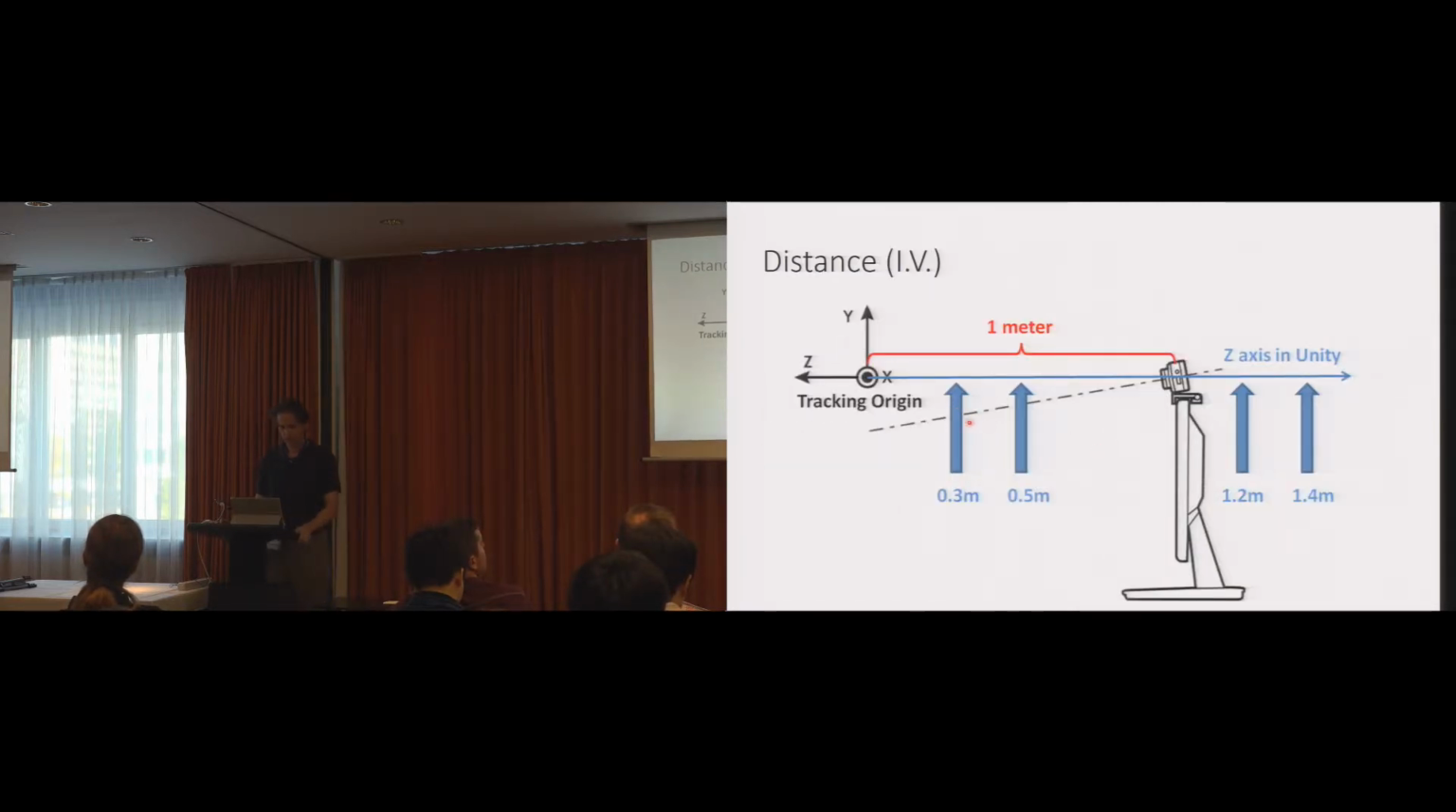This is a side view based on the picture we showed earlier. This was the monitor sitting on the desk with a camera that's helping track the Oculus HMD. The user's head is roughly at this position, and these are the different distances that we put the circle of spheres at. The first distance was 30 centimeters, then 50 centimeters, then 1.2 meters, and then 1.4. So the first 2 are reachable. The second 2 are beyond reach.